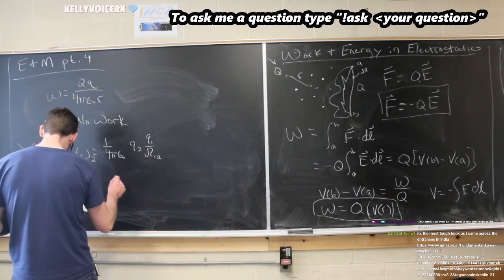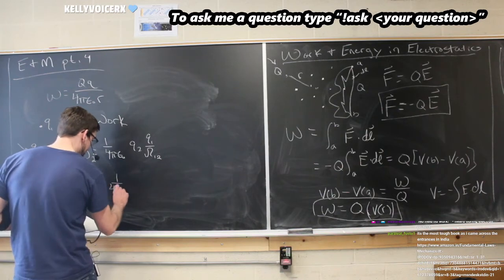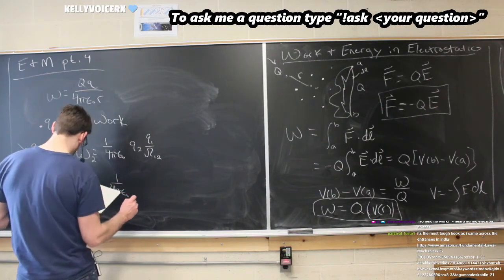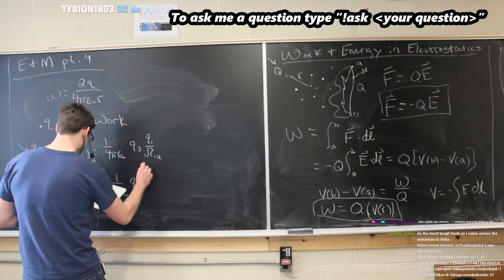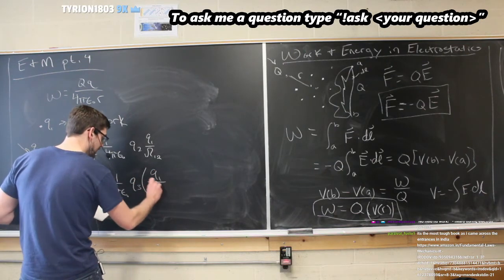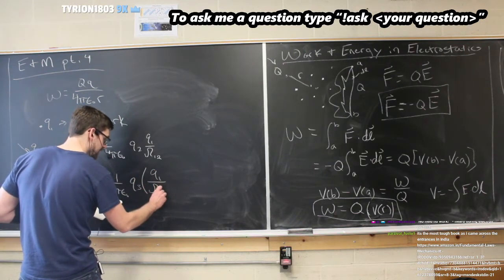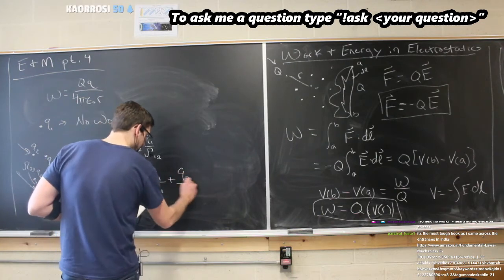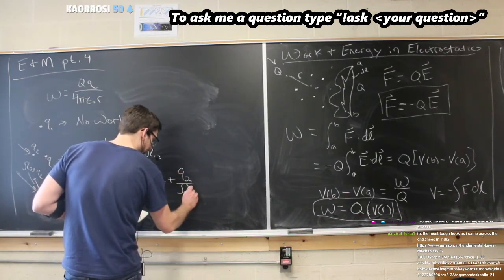Then work 3 is going to be 1 over 4 pi epsilon naught, Q3 times Q1 over R13 plus Q2 over R23.